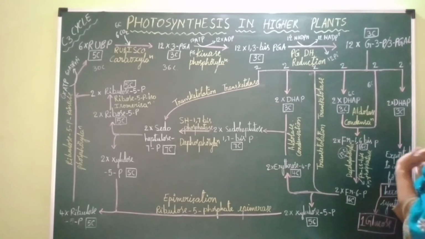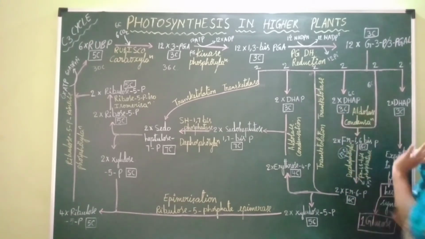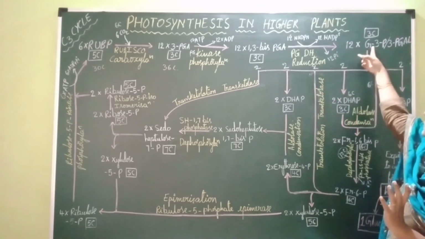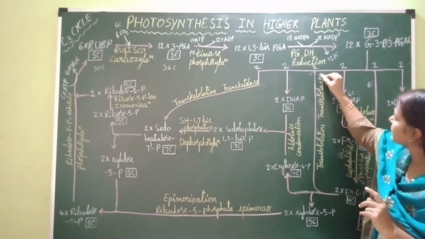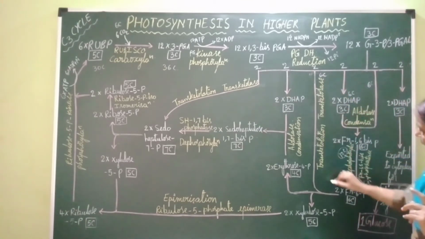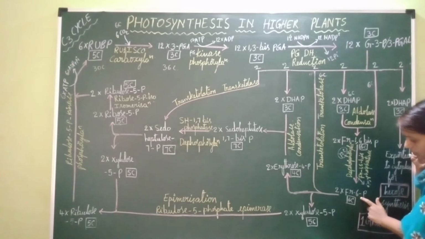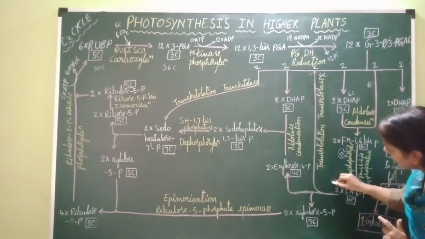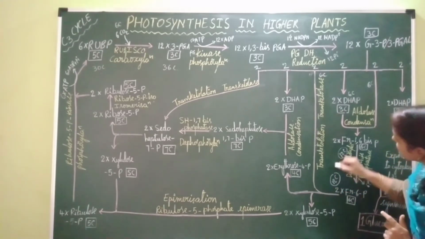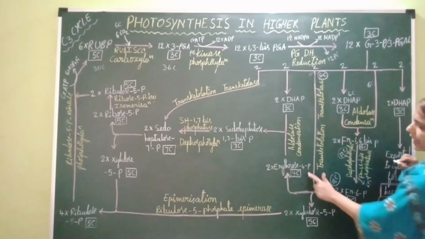Okay, let's see this reaction. So this transketolation is catalyzed by an enzyme transketolase. So here two molecules of G3P. G3P is a 3-carbon compound. So two molecules means 2 into 3, 6 carbons are undergoing transketolation with how many carbons? 12 carbons. Fructose 6-phosphate is a 6-carbon compound. Here two molecules are there. So 2 into 6, how many carbons? 12 carbons. So 6 carbons plus 12 carbons, how many? 18 carbons. So 18 carbons must be formed.